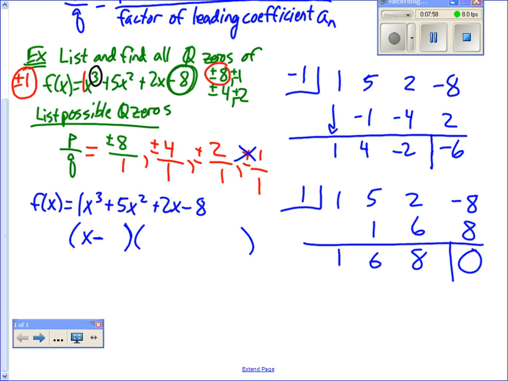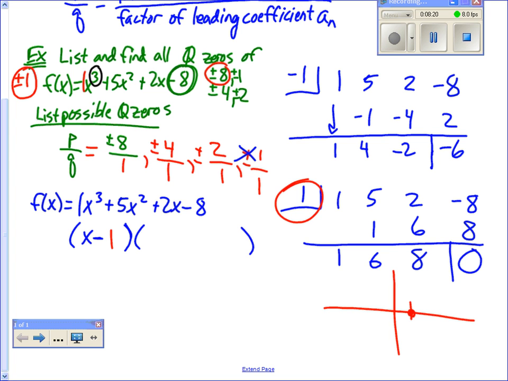Okay? So I say, yes, I have a remainder of 0. That means x minus k, x minus 1, must be a factor. Graphically, that original x cubed plus 5x squared plus 2x minus 8 crosses right there at 1. It hits that x-intercept, okay? So I know it's a factor.